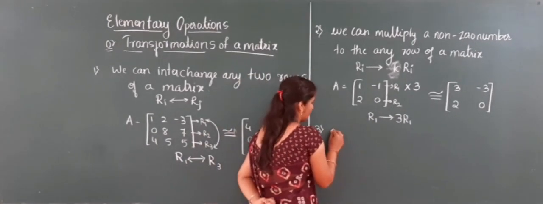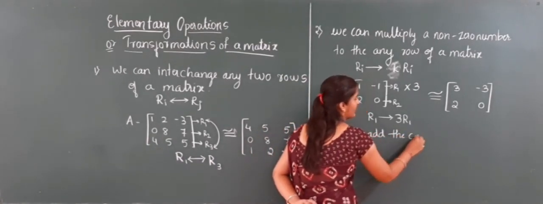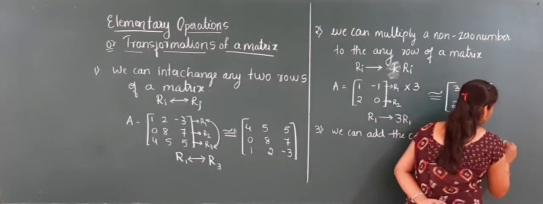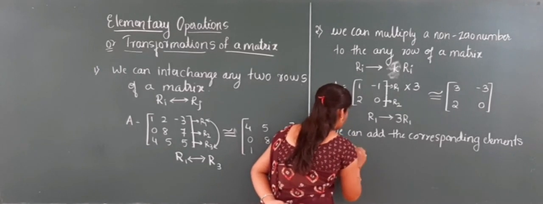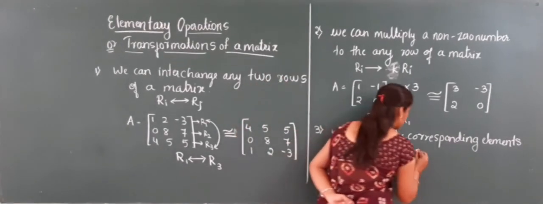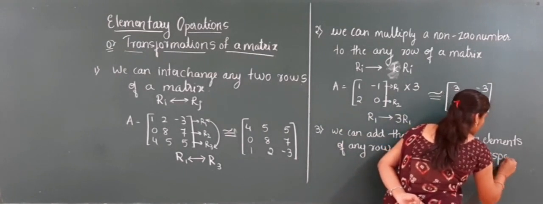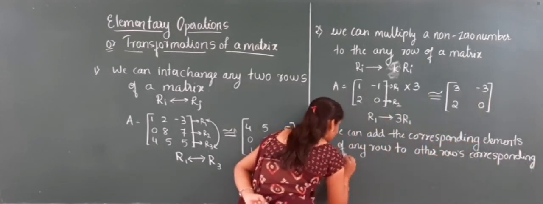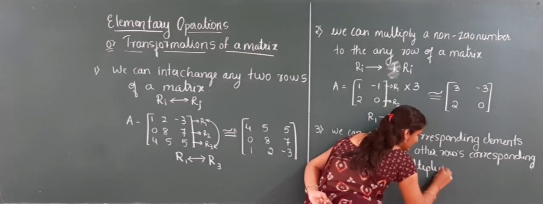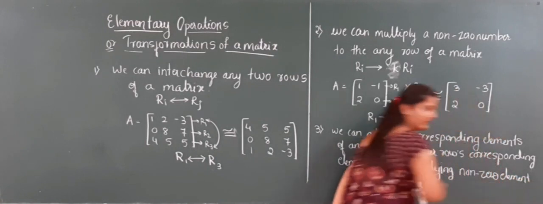So the third elementary operation is we can add the corresponding elements of any row to the other row's corresponding elements by multiplying by a non-zero element. Okay, a little bit lengthy, but we can understand.